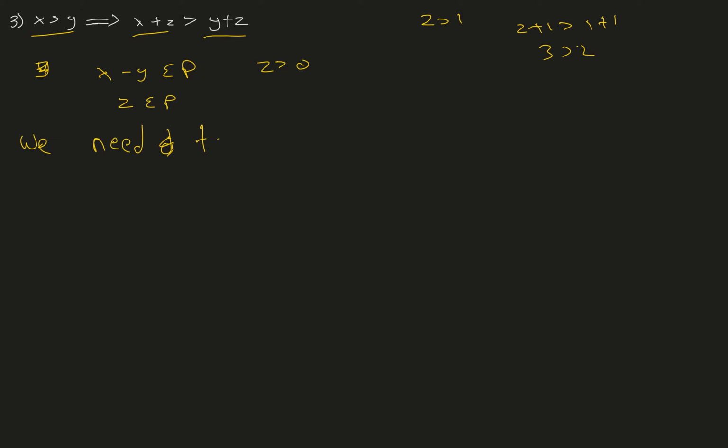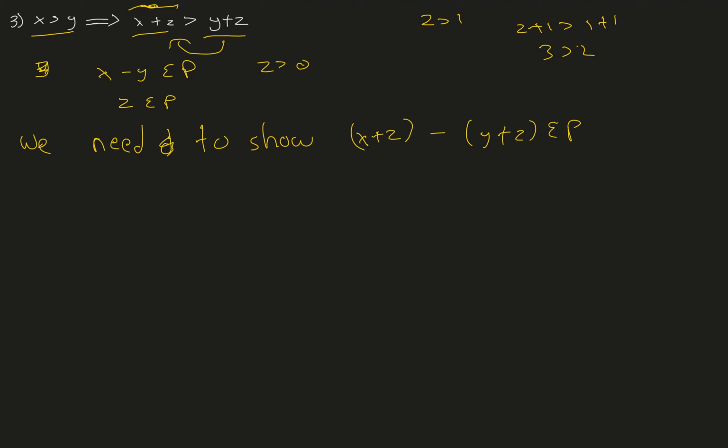Remember, it's always good to write down what we need to show, so it directs you in a particular train of thought. We need to show that x plus z minus y plus z is in P. That's what we need to show, right? How did I get that? I just took this on this side of the equation because this is the bigger of the two. We always take the smaller one to the bigger side, and it'll always still be positive. So we need to show this.